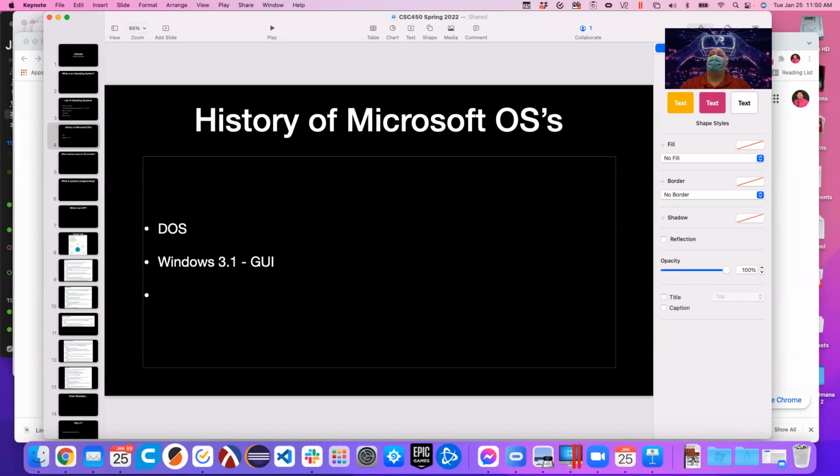All right, what's our next one? Go ahead. Windows 95. Okay, what did Windows 95 bring to the table that Windows 3.1 didn't have? Multitasking. Something we take for granted today, right? Having more than one application open at once.